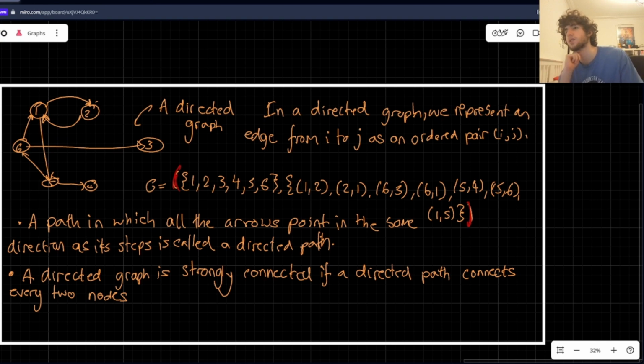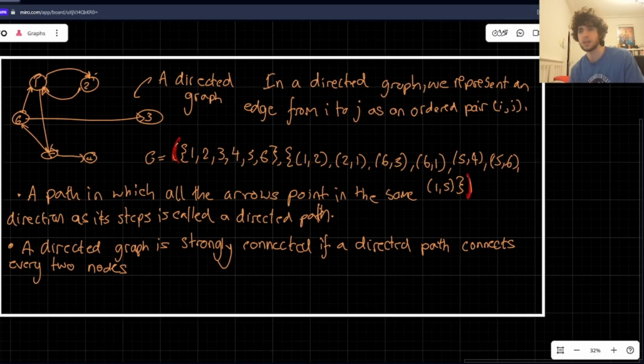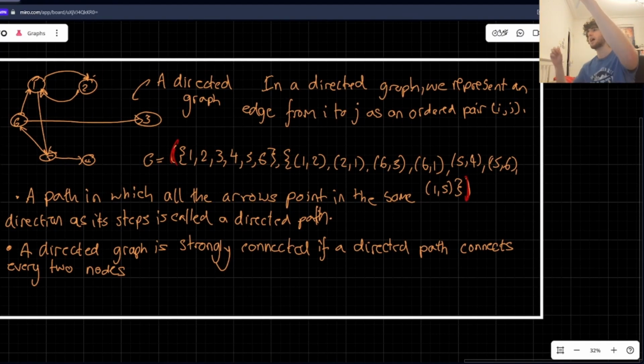So that's not strongly connected, sorry, because I can't get from 3 to 2, for example. There's no way out of 3 that is a directed path. I go from 3 to 6, that's not a directed path, right? So that is actually not strongly connected. Okay, and a graph is strongly connected, just to recap, if for any pair of nodes that you take on your graph, there is a directed path between those nodes.